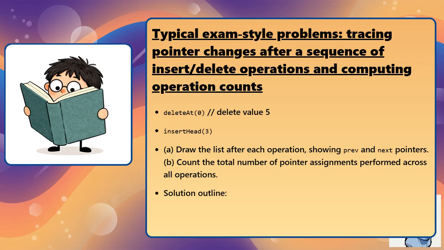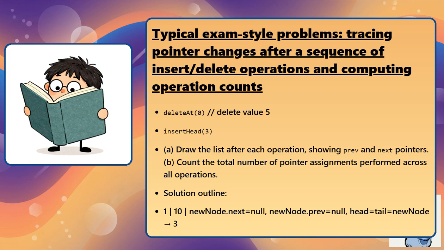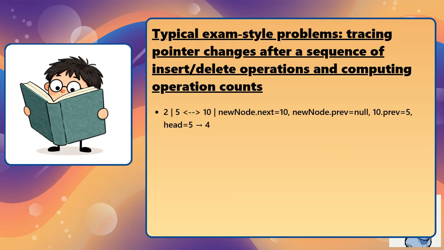Solution outline. Step 1, list is 10. New node.next = null, new node.previous = null, head = tail = new node: 3 assignments. Step 2, list is 5 linked to 10. New node.next = 10, new node.previous = null, 10.previous = 5, head = 5: 4 assignments.